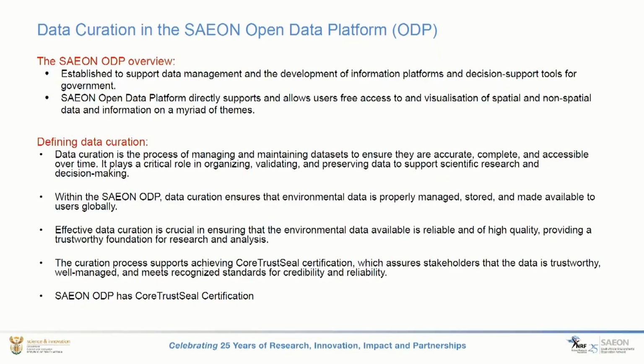Effective data curation is very important in ensuring that the data that is available is of high quality and very reliable, which provides a trustworthy foundation for research and analysis. And this particularly speaks to how our curation processes support achieving the CoreTrustSeal certification, which the ODP has as of 2023. And that certification essentially assures stakeholders that the data is trustworthy, well managed, and it meets recognized standards for credibility and reliability.